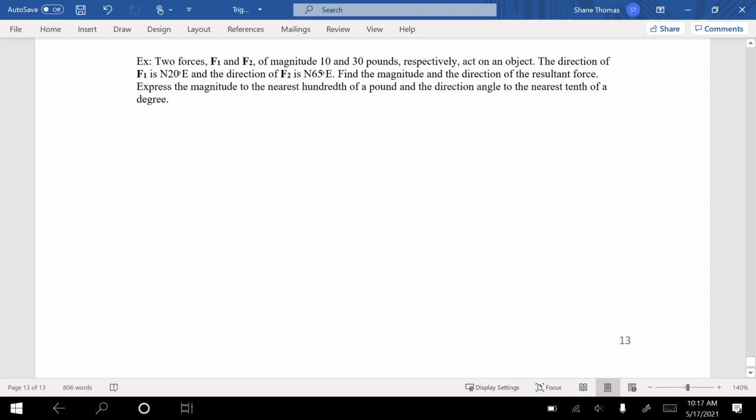Two forces, F1 and F2, of magnitude 10 and 30 pounds, respectively, act on an object. The direction of F1 is north 20 degrees east, and the direction of F2 is north 65 degrees east. Find the magnitude and the direction of the resultant force. Express the magnitude to the nearest hundredth of a pound and the direction angle to the nearest tenth of a degree. A lot going on there, right?